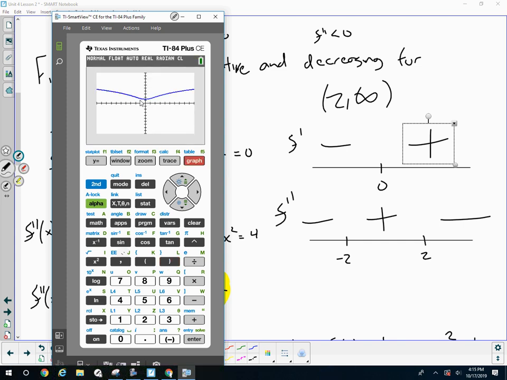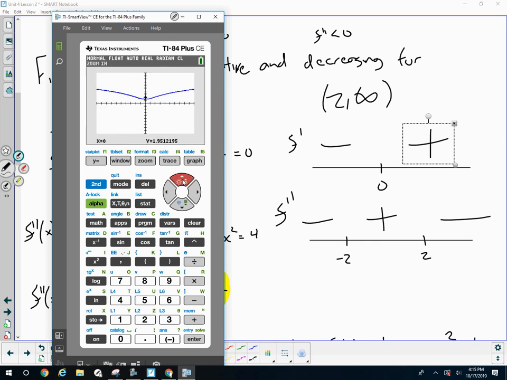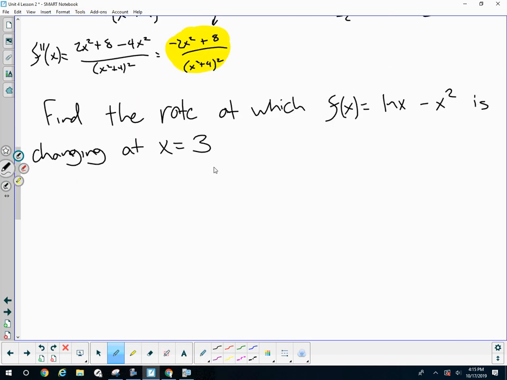At 0, I have a min. At 2, zoom in right at that. I should be able to see that point of inflection a little bit clearer if I zoom in. We are concave up until 2, and we will switch to concave down right there. Phenomenal.